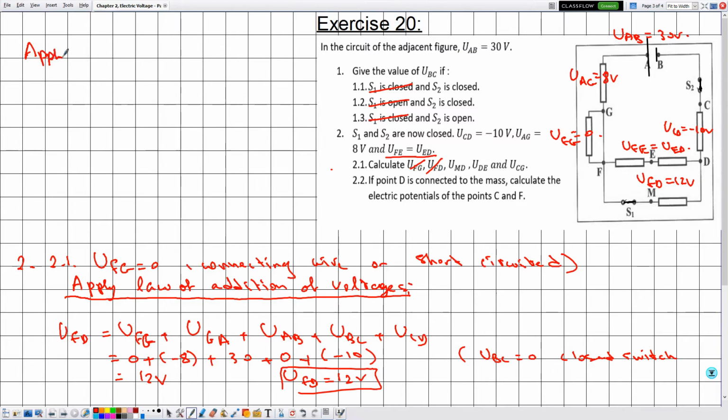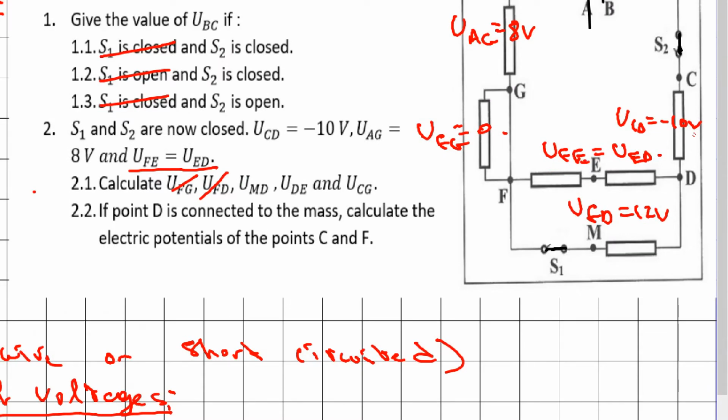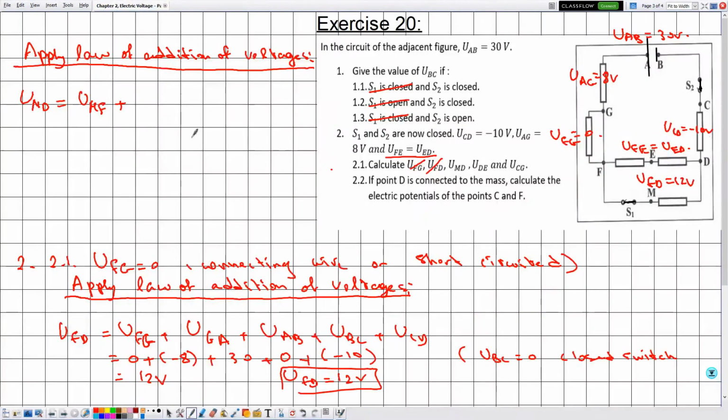Apply the law of addition of voltages. Knowing that we are interested in determining UMD, from M we can go to F. Now in this case we can't determine UFE and UED individually, but notice that because we know UFD we can directly go from F to D.